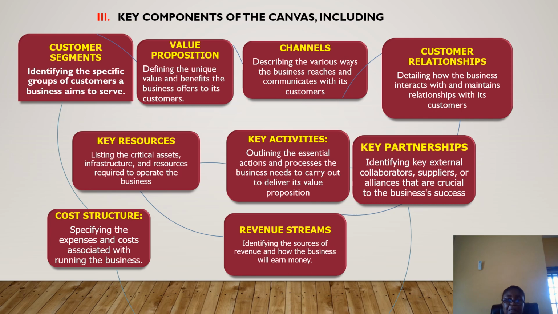We're also looking at the fifth component, that is the key resources. This is all about listing the critical assets, infrastructure, and resources required to operate the business. Then the key activities outline the essential actions and processes the business needs to carry out to deliver its value proposition.